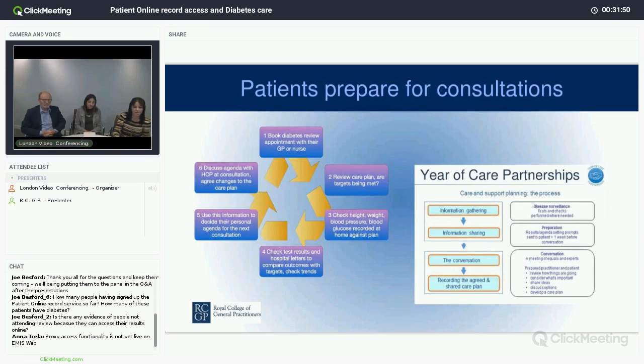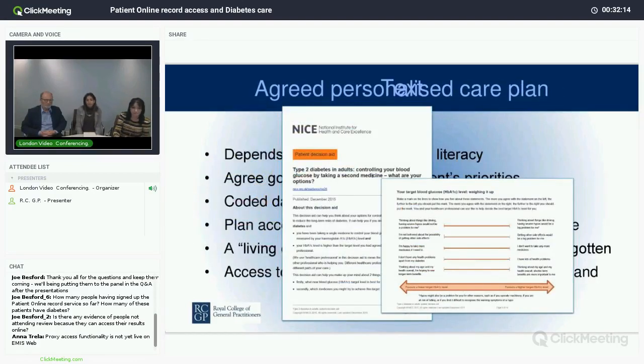And as they come every 3 months or every 6 months, this can be a reminder when they check back what is on their records as to how they're doing, how are they getting on, are things getting better, was there something that they'd said they'd do, could it be a lifestyle change? And then that personalised, patient-centred approach fits in very well with the Year of Care Partnerships advice.